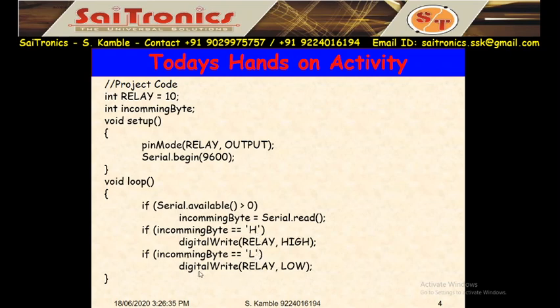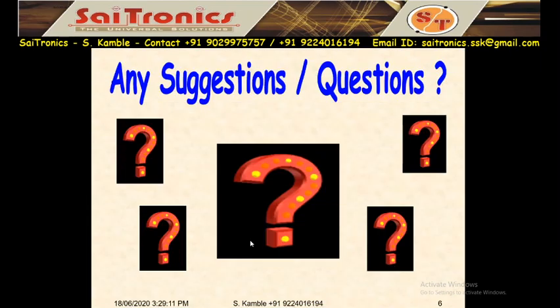We are not using the else instruction, we are using only the if instruction. If this occurs, do this. If this occurs, do this. So this is the simple program to receive the data and take the action according to your data. Now we'll see our demonstration.